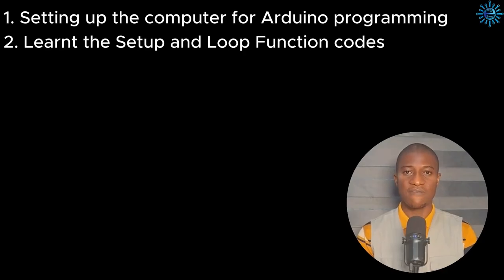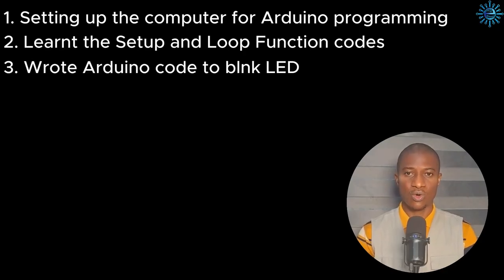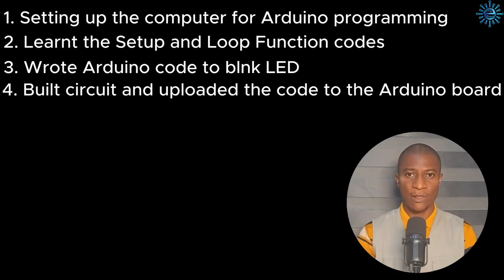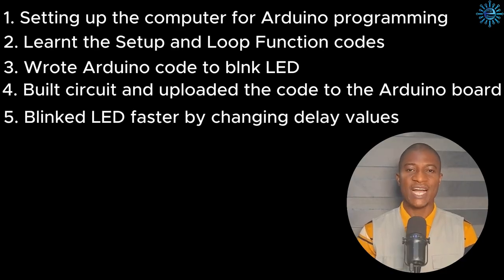And we wrote our first Arduino code to control an LED connected to pin 2 of the Arduino board. We built the circuits on a breadboard, uploaded the code to the Arduino board, and observed the LED blinking on and off automatically. Finally, we observed that by changing the delay value in the code, we can change how fast and how slow the LED blinks.